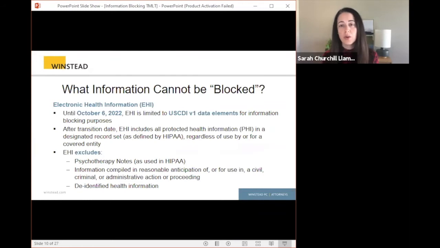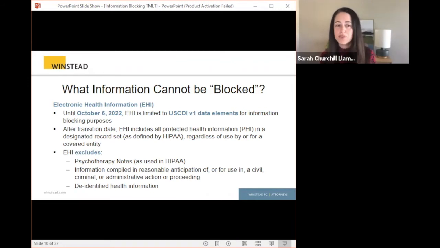Okay, so what information are we even talking about here, right? What information cannot actually be blocked? So this applies to electronic health information, so very, very broad category. From April 5th, 2021, when this goes into effect, until October 6th of 2022, the information that cannot be blocked is limited to what they call USCDI version 1 data elements. And my next slide, I'm going to talk about what that actually is.